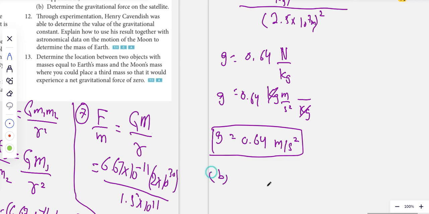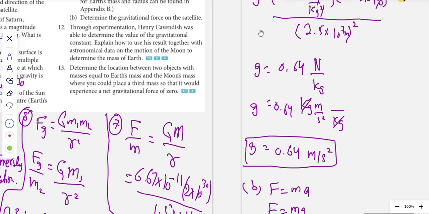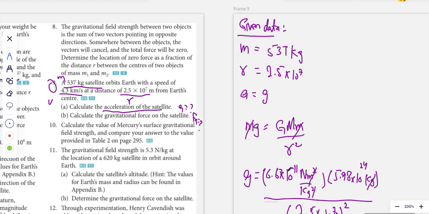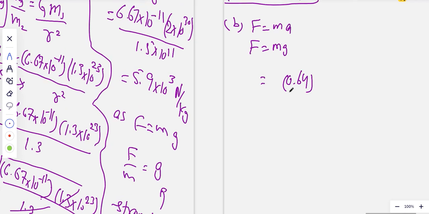For part B, we can simply apply F is equal to ma, or F is equal to mg. Then we can multiply this value 0.64 by the mass. What was the mass? It was 537. You multiply it with 537 and we will get 340, and the unit of force will be Newton.